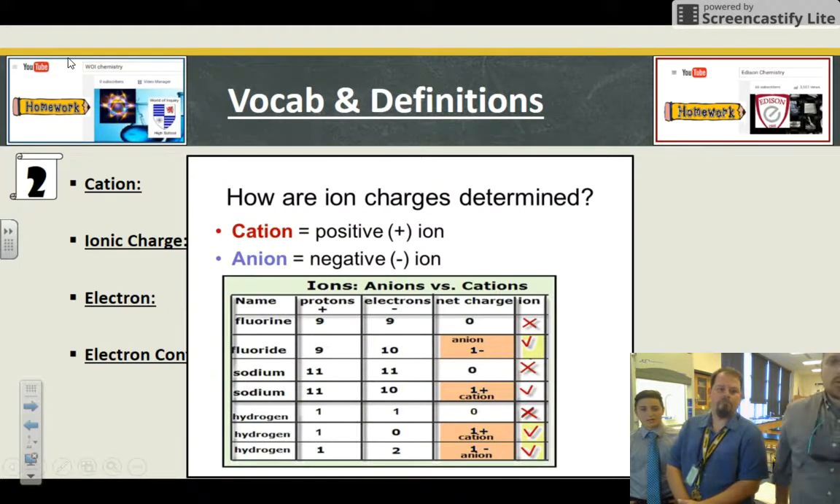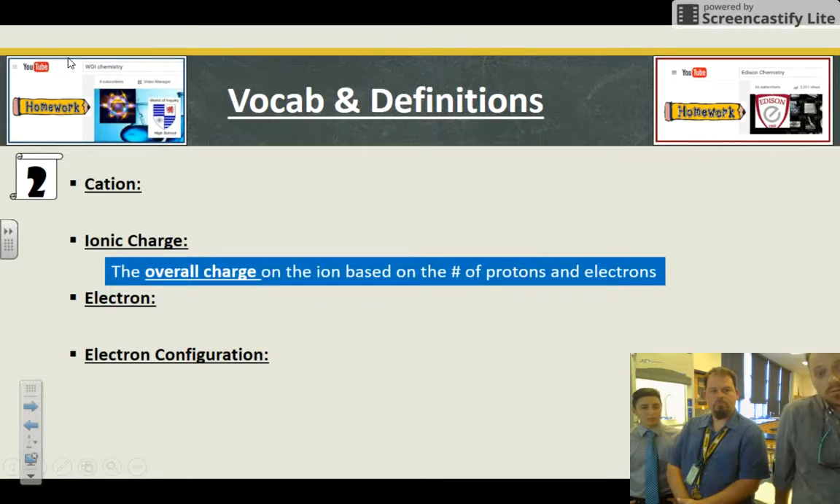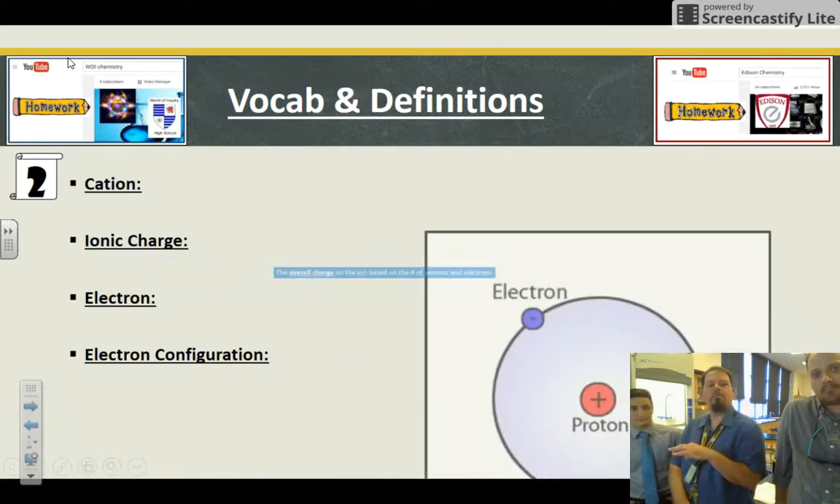We've got ionic charge. That is the number of protons minus the number of electrons. It's the charge that's left over. And it's specific to that particular order because it's subtraction. So it's always got to be protons minus electrons to get the right charge.